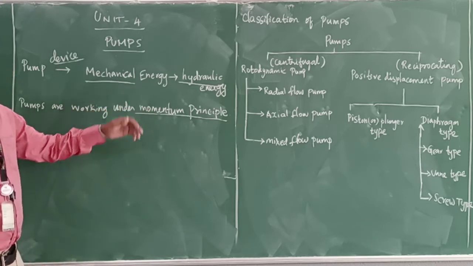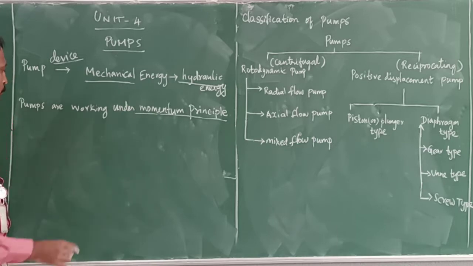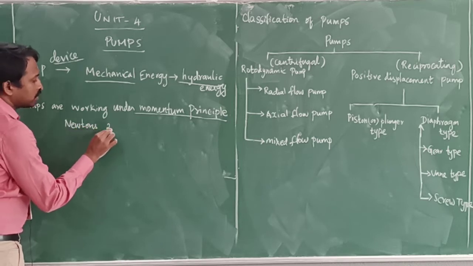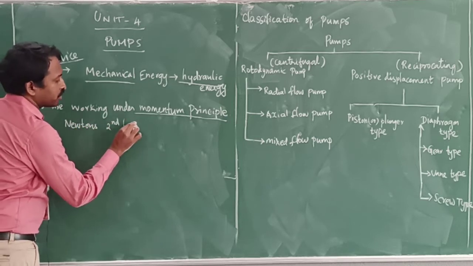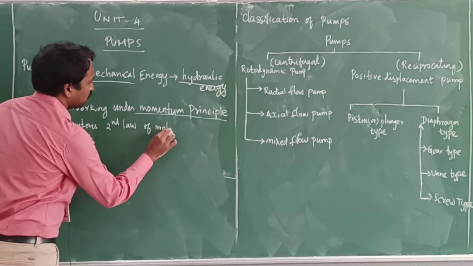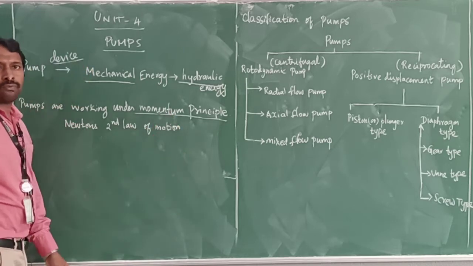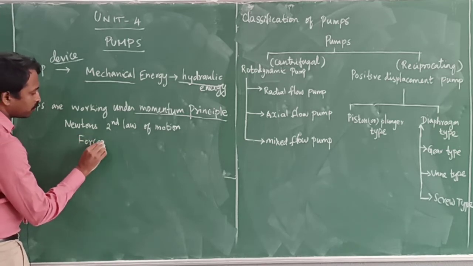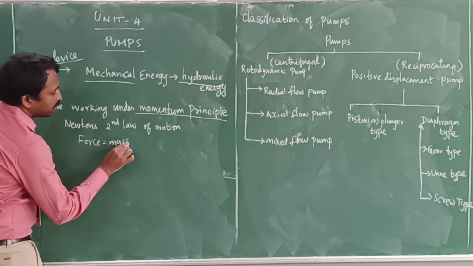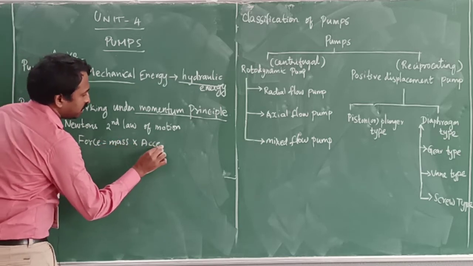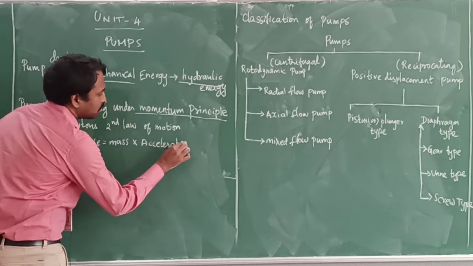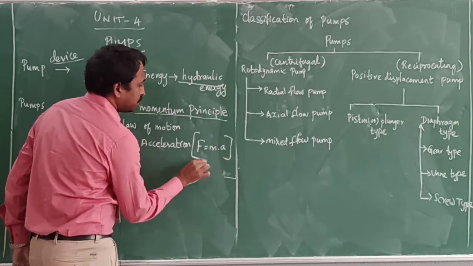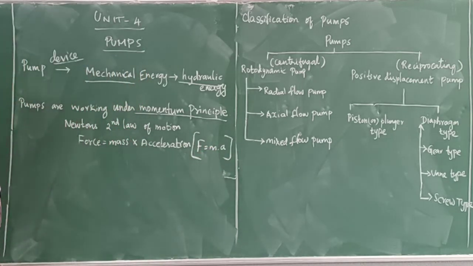How can we find out the momentum principle? It is from Newton's second law of motion. What is Newton's second law? Force equal to mass into acceleration. Simply we can say F equal to m into a. That is Newton's second law.